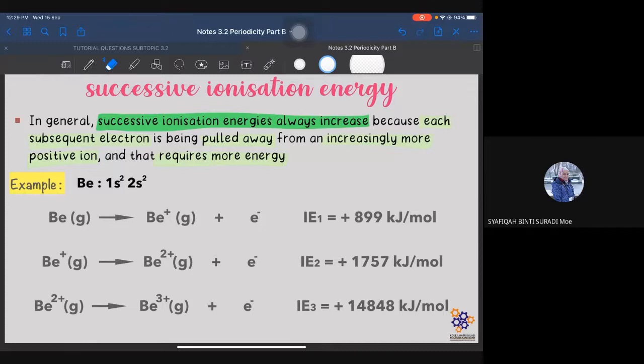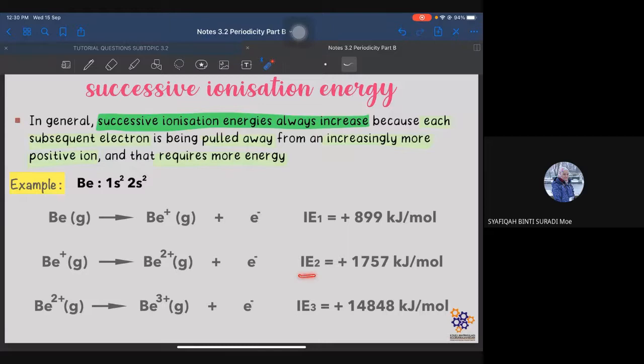Okay, look at the example here we have beryllium 1s2 2s2. Okay, so kalau awak tengok ini, first one kita nak remove first electron daripada beryllium. Okay, so dapatlah beryllium plus. So first IE tak ada masalah lah, 899 kJ per mole. Normal lah. Okay, now. Sekarang ni kita nak remove the second electron from the cation now. Positive one cation. So, dia perlukan lagi banyak energy compared to the first one. Okay, sebab sekarang ni lagi kuat lah tarikannya.